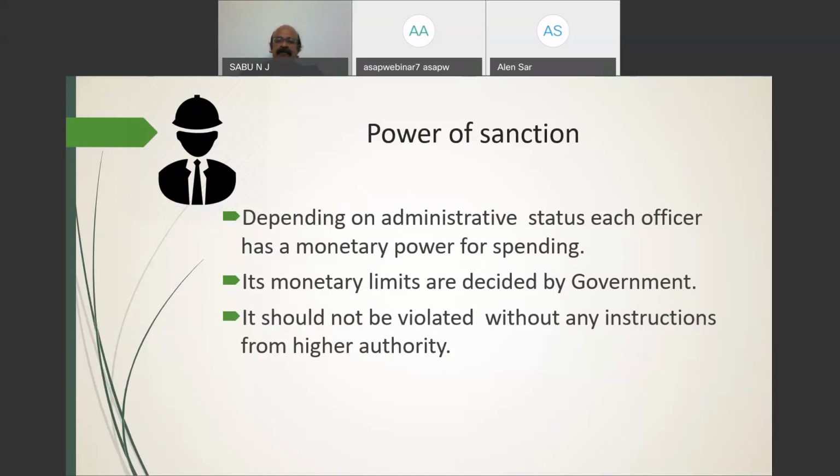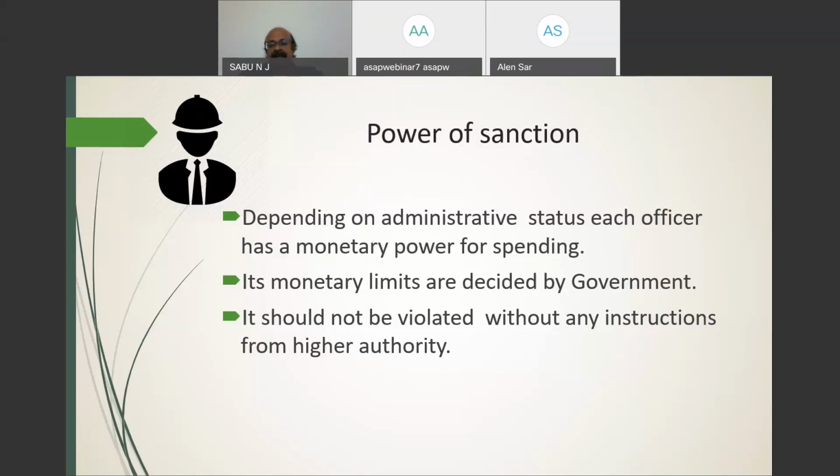So normally, for all the large projects, those duties are entrusted to the senior or superior officers. Mainly, you have to understand what is meant by the power of sanction. It is a financial power of sanction, depending on the administrative status of each officer, and each officer has some monetary limits, which will be decided by the government.